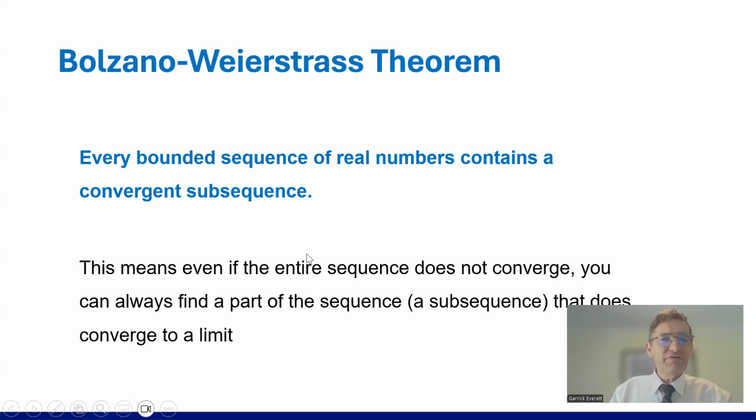So this means that even if an entire sequence does not converge, you can always find part of the sequence, a subsequence, that does converge to a limit. So if you've got an infinite sequence which doesn't converge, you can always find part of the sequence that does converge. So that's what the theorem is saying.